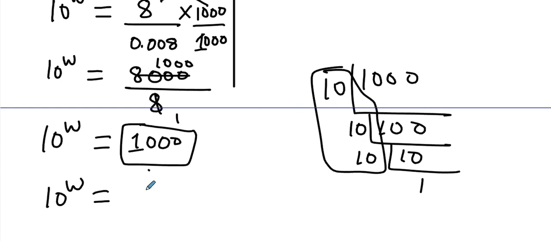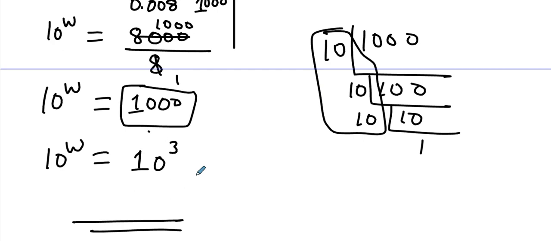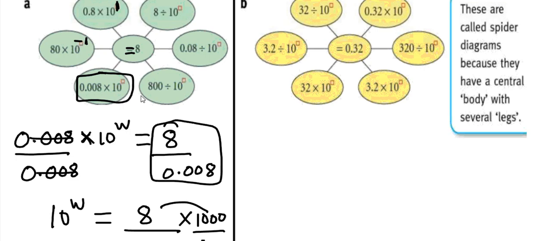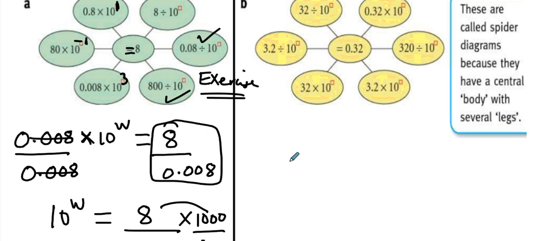Okay, so here 1000 is the same as 10 to the power of 3. Good, yeah? Now here, these tens are the same. Compare the powers. This will be w equals 3. So over here, you write 10 to the power of 3. You can pause the video and try this, or I can give this as your exercise and drop me a message if you fail.